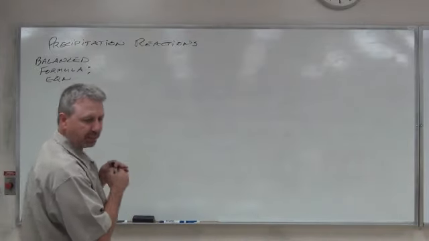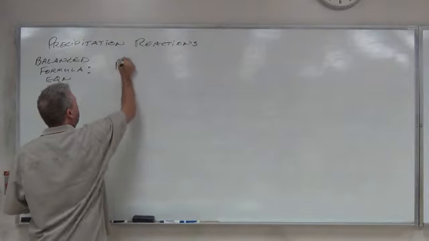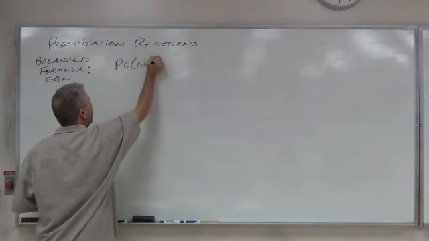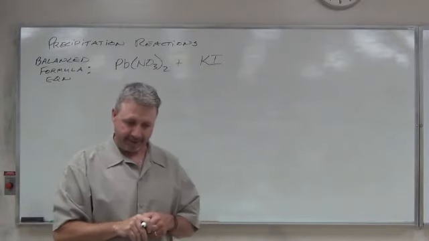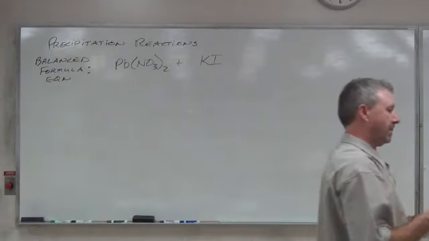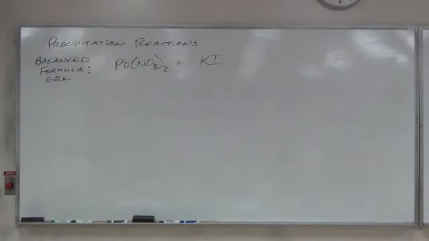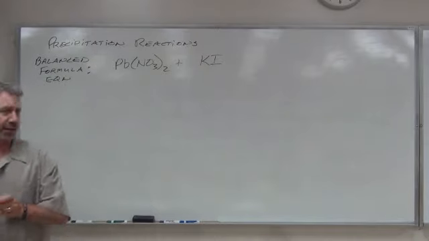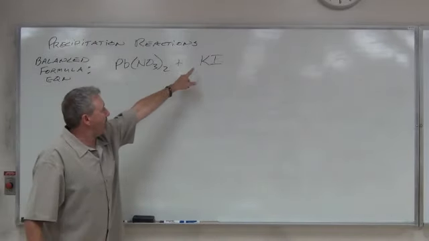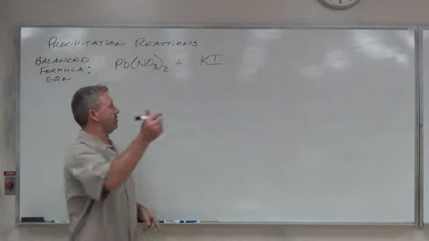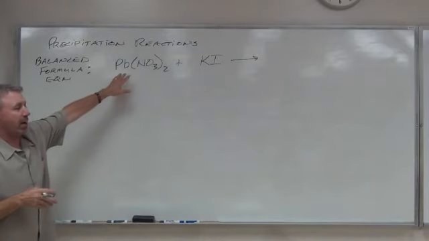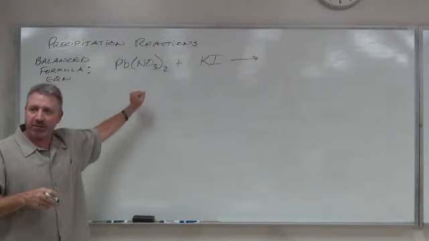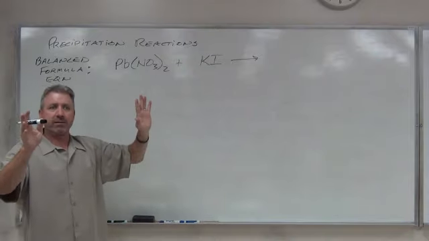Lead nitrate and potassium iodide. If we take a look at mixing these two chemicals together, and this is lead 2 nitrate and potassium iodide, what we first want to do is predict the products. Now when we predict the products, we want to look at the ions that are produced from each of the reactants. Just the ions, okay?